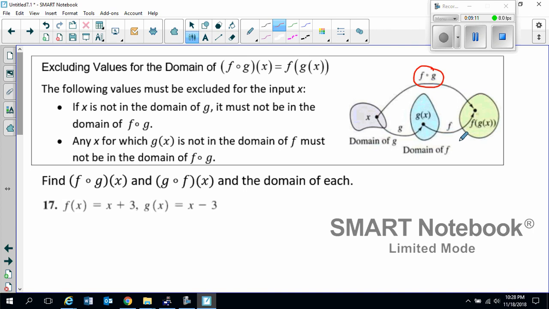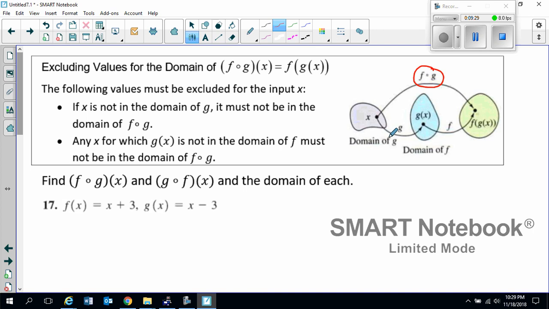But we're going to have to be a little careful because they are going to ask us for the domain, okay? So in order to find the domain, you have to be careful because sometimes when you combine these functions together, some of the excluded values get hidden. And so you have to be a little careful.